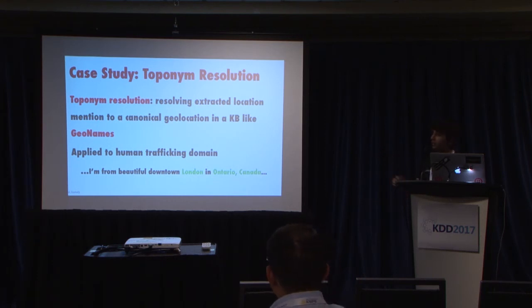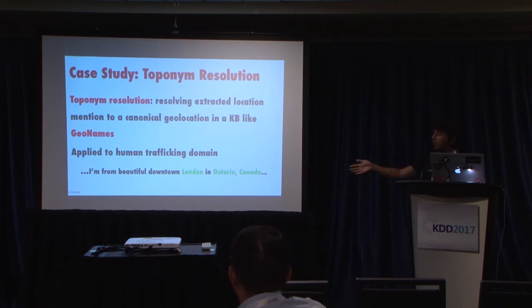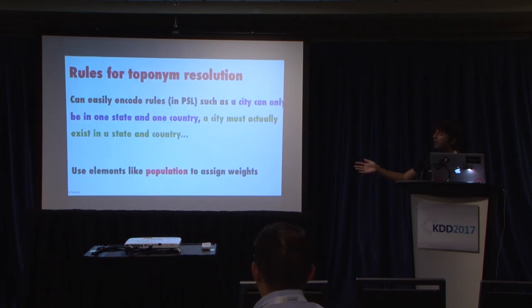And you can kind of see how PSL would apply here, because when we have the city and we've also extracted a country and a state, then we can have very simple rules where we say that a city can only be in one state and one country. A city must actually exist in a state and country. So if we extract Hong Kong and there's no Hong Kong in the US, even in a state or somewhere else, then I don't even need to consider the literal that Hong Kong is in some state, say Texas, and it's in the US, because there's no entry for that.